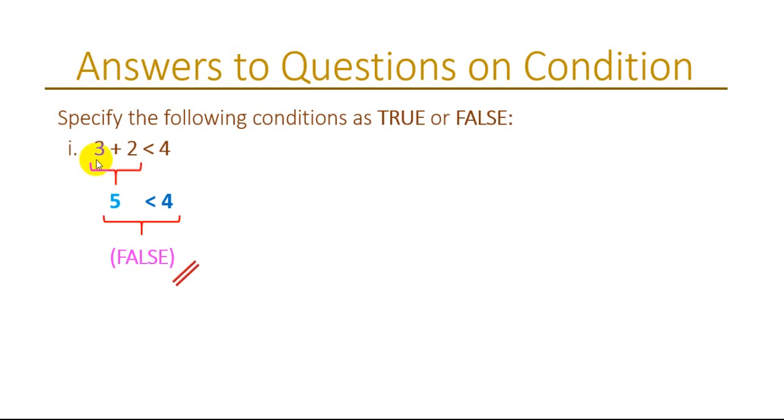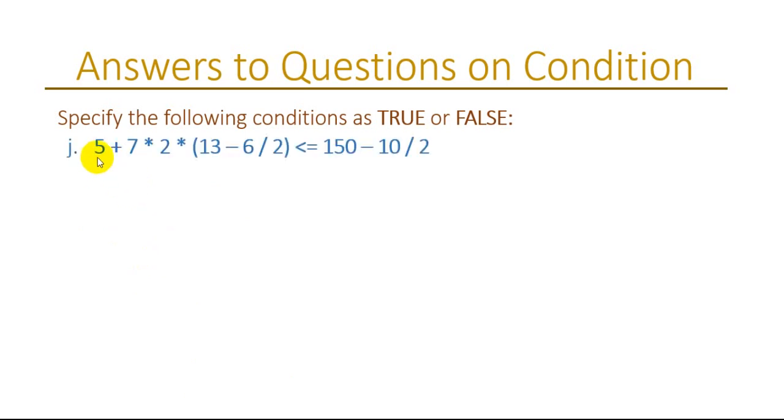Okay, that is I. Let's go to the next one. Next one is a bigger condition. Here we have an expression up to this and a relational operator, less or equal to. Here we have another expression. So first we have to solve these expressions and these expressions.